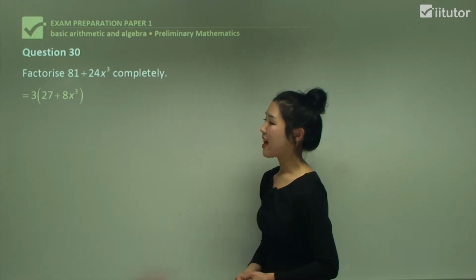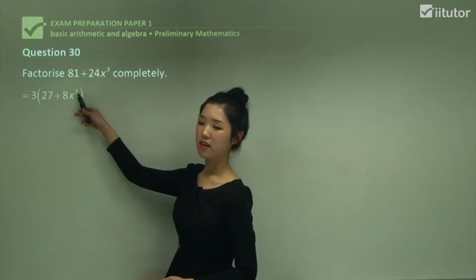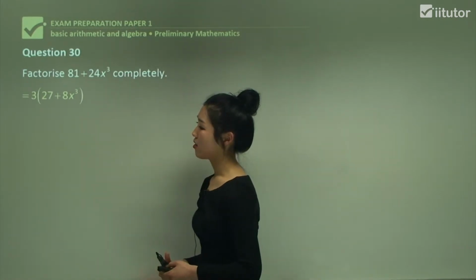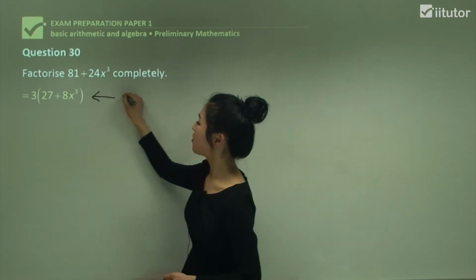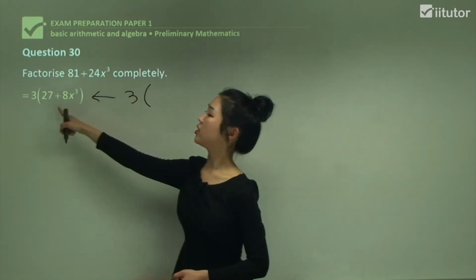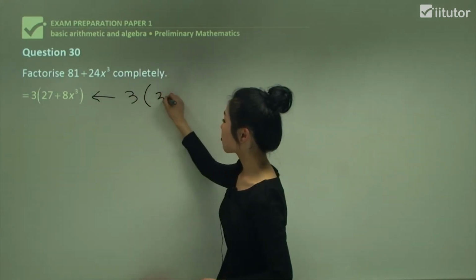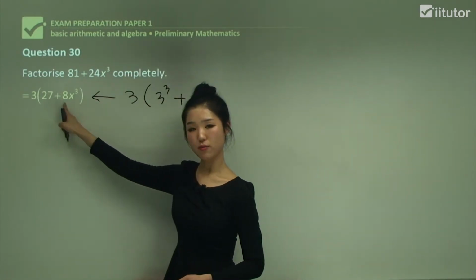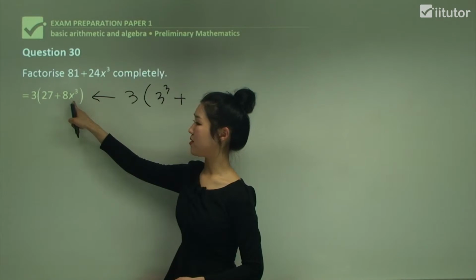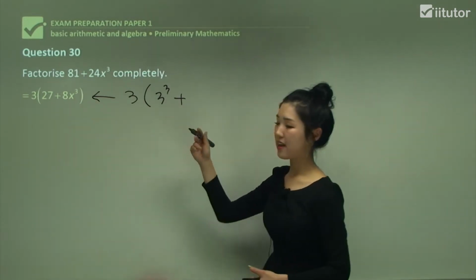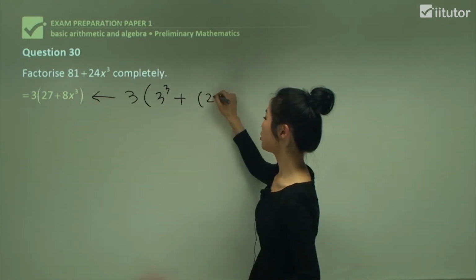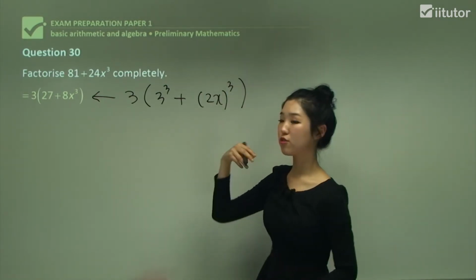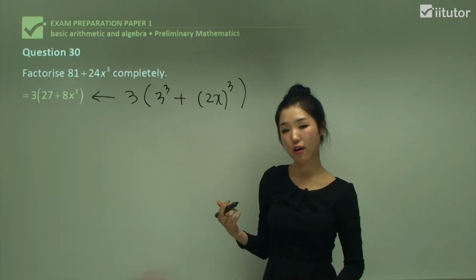Now guys, this time I can see a cubic. So let's see if we can apply our cubic factorization. You should know that, keep the 3 outside, 27 is 3 cubed, and then 8 is 2 cubed, and this one is x cubed. So I can change the 8x cubed to 2x, the whole thing cubed. So I have 3 cubed plus 2x cubed, so I can apply our rule.